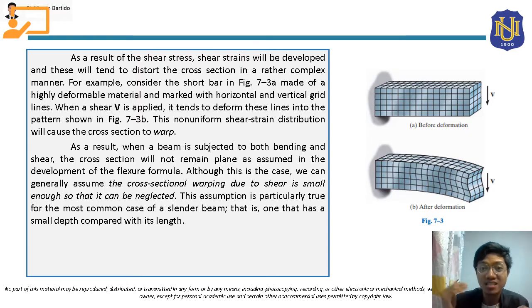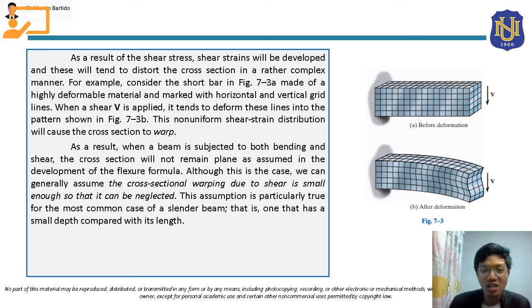Okay, although this is the case, we can generally assume the cross-sectional warping due to shear is small enough so that it can be neglected. Okay, magwa-warp siya, class, pero yung warping kasi, class, na nangyayari due to shear, that is just very, very small. Okay, na that is enough to be neglected. Kaya nine-neglect natin. Kaya ina-assume natin na hindi siya nagwa-warp.